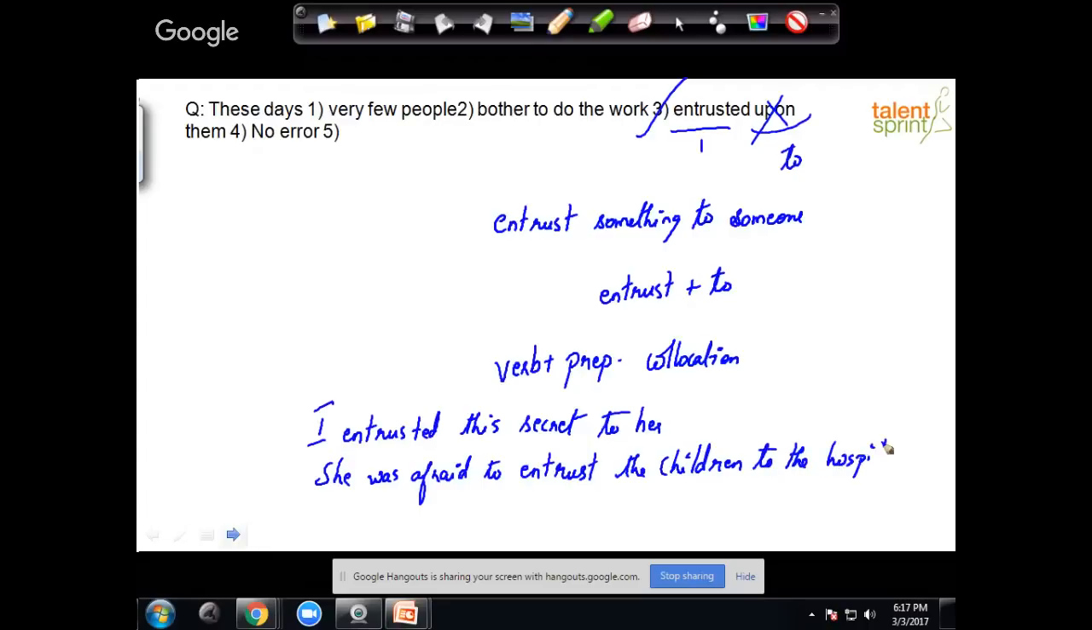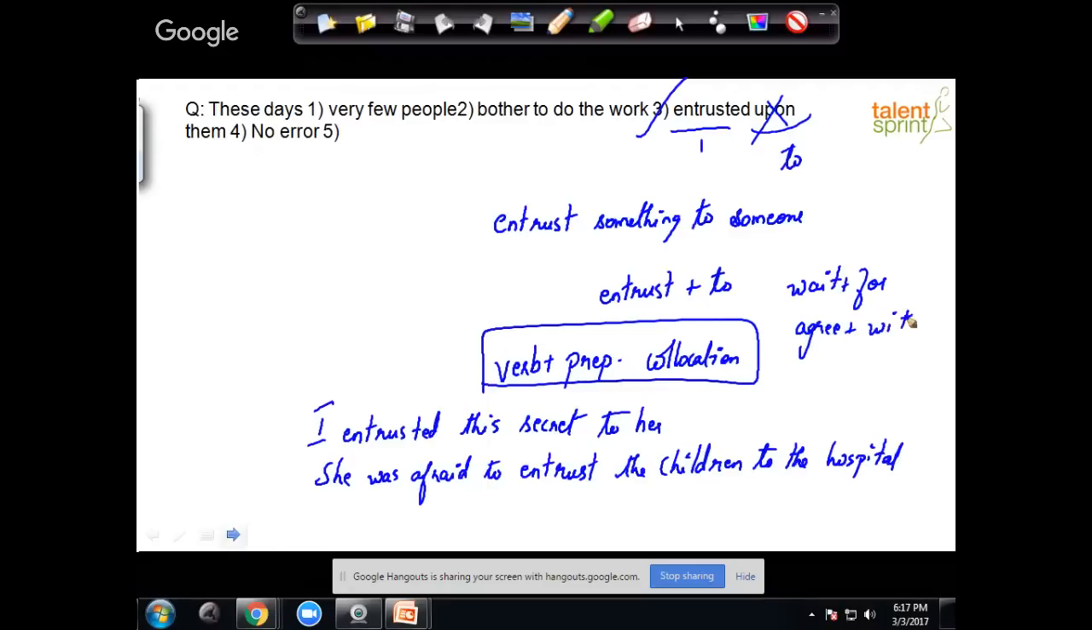So likewise, verb plus preposition collocations are lots, right? Wait for. You wait for someone, right? You agree with somebody. You admit to something. You apply for something. Are you following? You argue about something. So these are all verb plus preposition collocations. It's good for you to know as many as possible, right? You focus on something. Are you following?